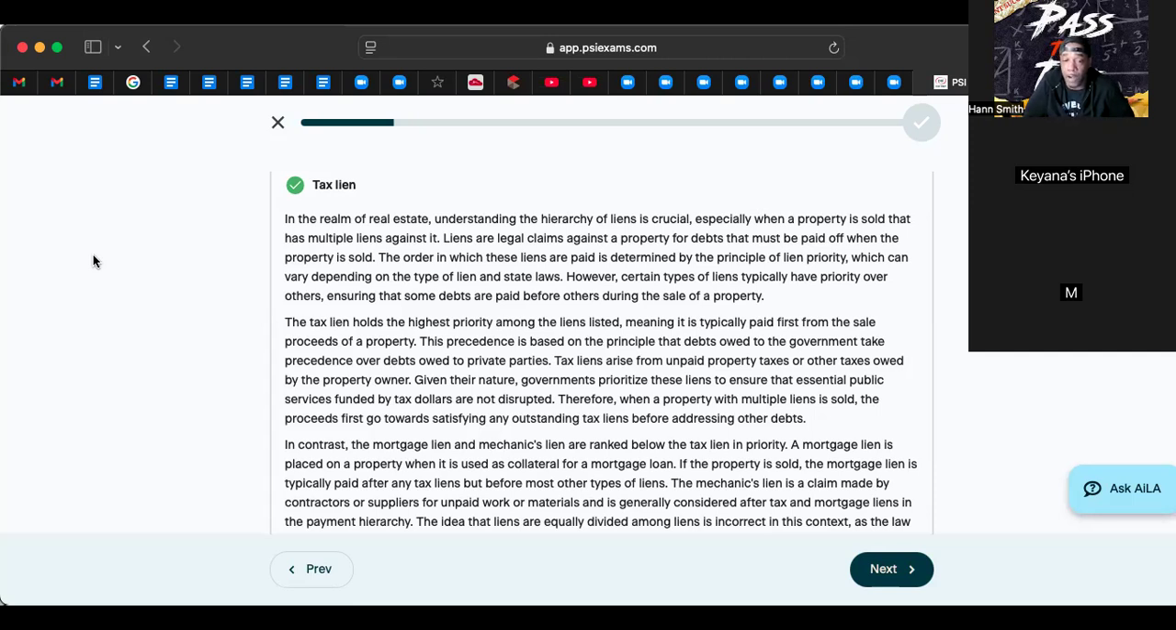Tax liens hold the highest priority among the liens listed, meaning that they are typically paid first from the sales proceeds of the property. This precedence is based on the principle that debts owed to the government take precedence over debts owed to private parties. Tax liens arise from unpaid property taxes or other taxes owed by property owners. Given their nature, governments prioritize these liens to ensure that essential public services funded by those tax dollars are not disrupted. Therefore, when a property is sold, the proceeds go towards satisfying any outstanding tax liens before addressing other debts.